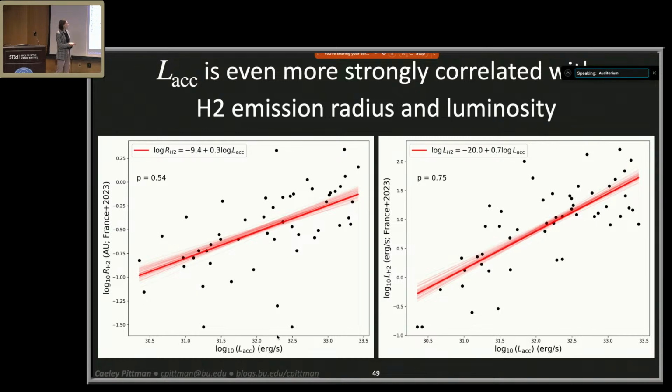And I also find this for the H2 luminosity. So there is a clear correlation between the brightness of the accretion emission and the inner disk H2 emission.